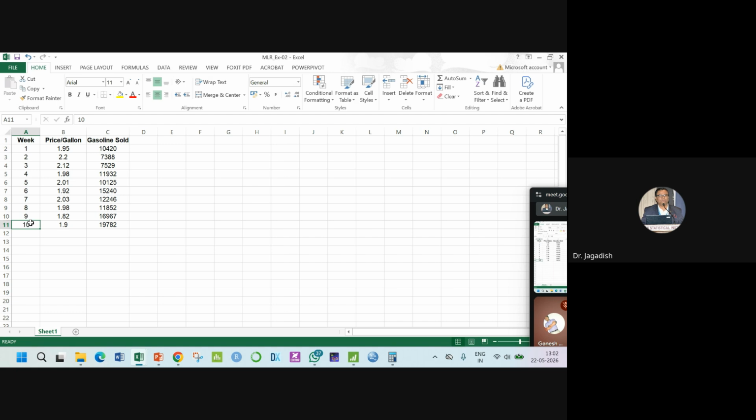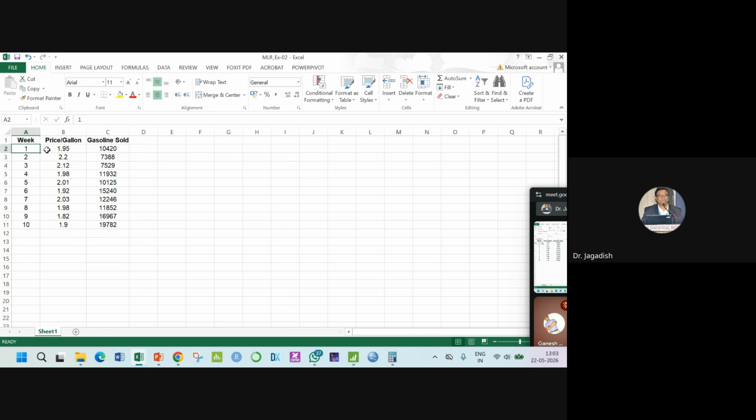But for a hypothetical case, I have taken only 10 weeks of data from that industry, and the price they have kept is 1.95 per gallon, 2.2 per gallon for the second week, 2.21 for the third week, 1.98 for the fourth week, and like this they varied the price of the gallon. Even in today's scenarios, if you see, the price of the gallon, or dollar price, is increasing, no? So week-wise it is increasing, and how much quantity of the gasoline is sold is also there with them.